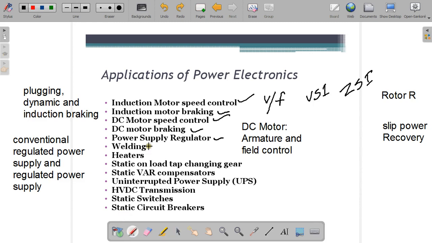Now let's talk about welding. Welding is the process of fusing metal pieces together by passing a short-lived high value of current through the area of contact. The power required for the welding is I squared R, so it is proportional to the square of the current. Current is increased with the help of a step-down transformer.